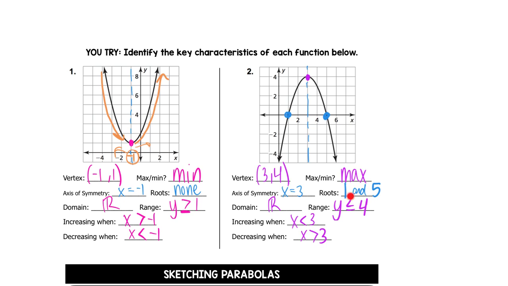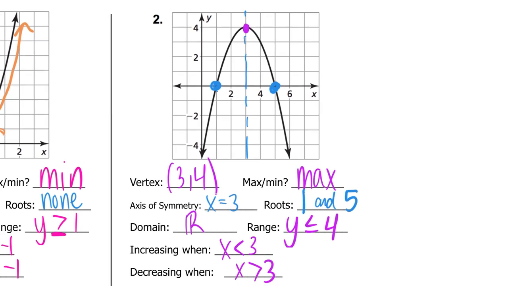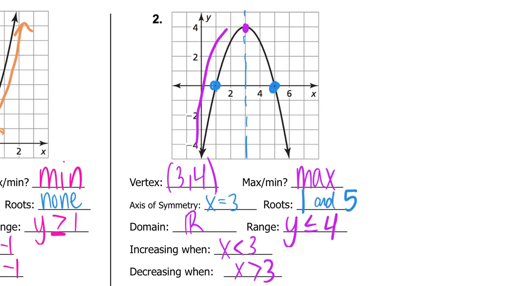The range should be less than or equal to this time because the graph is going down. So that highest point is 4, and then it's going down from there. So it should be less than or equal to 4. And then this time, the increasing and decreasing is kind of swapped from the last one. It is increasing on the left side, which would be our less than symbol. X is less than 3. And it is decreasing on the right side, which would be greater than 3.